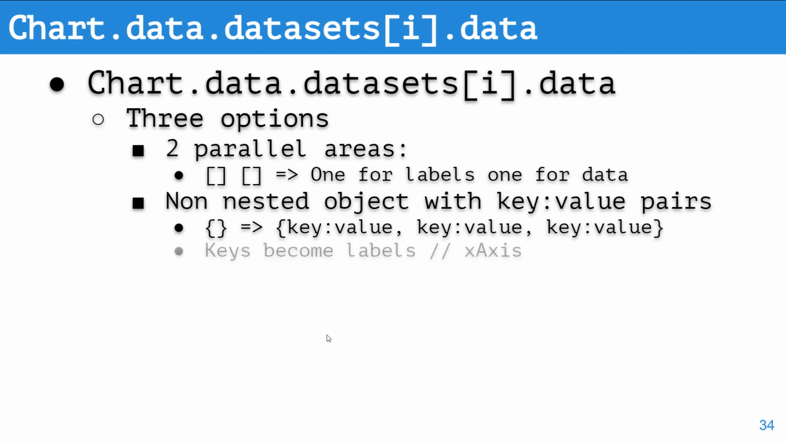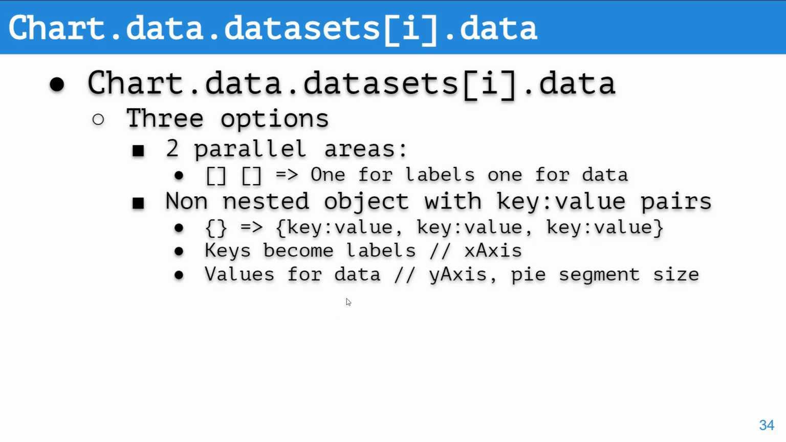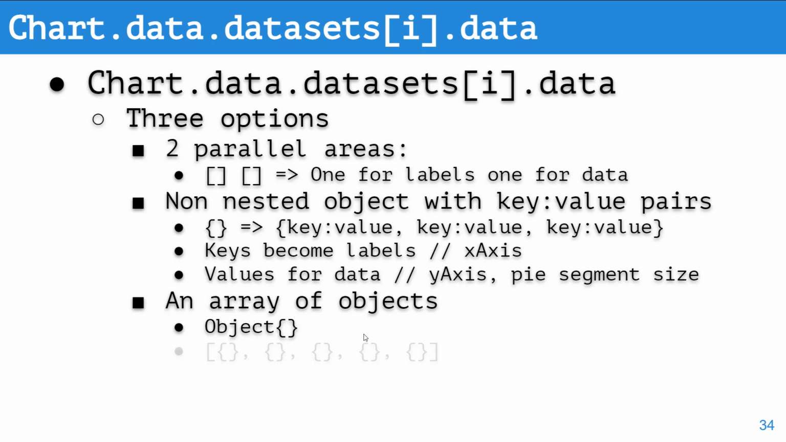And then, yes, so keys become labels, right? Automatically, without you having to tell it too much, it's able to figure that out on its own. And the values are for the y-axis, pie segment size, that sort of thing, radius. An array of objects, right? And so, in here, there's an array, many, but there's objects.